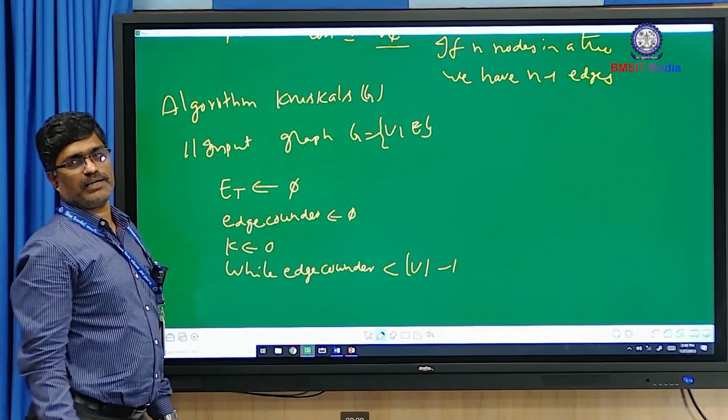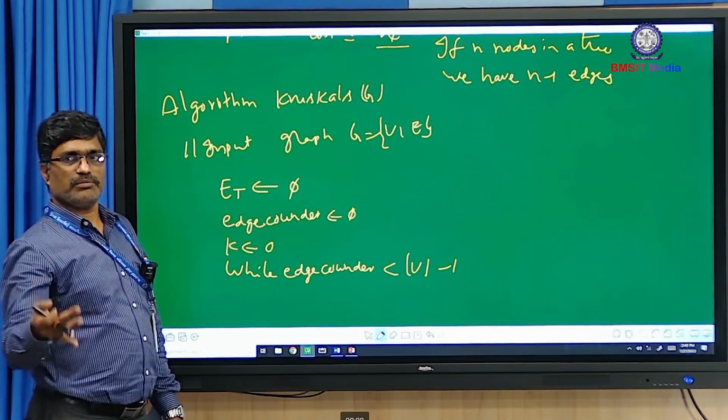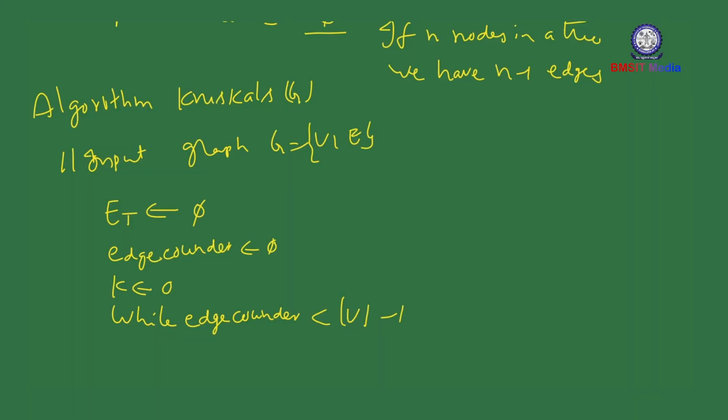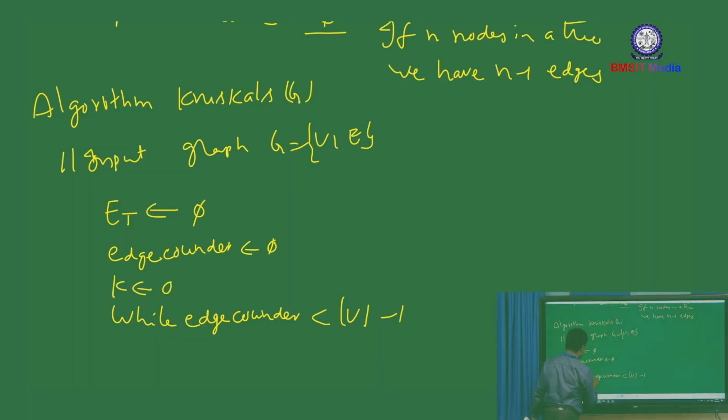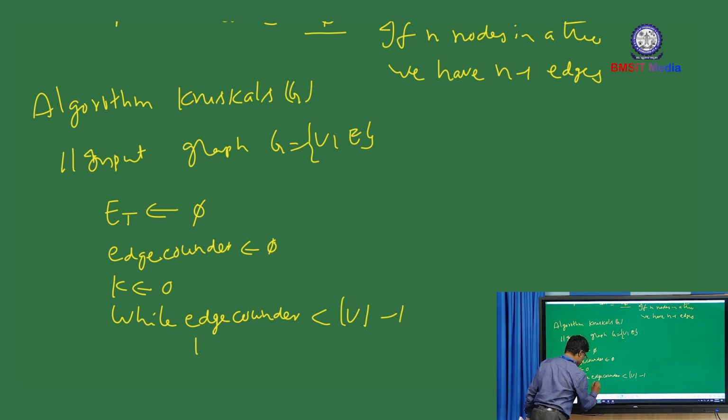So that means if you have n nodes, n minus 1 edges will be drawn. Next is k is equal to k plus 1. Increment k is equal to k plus 1.